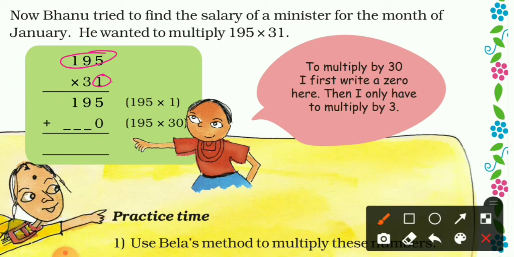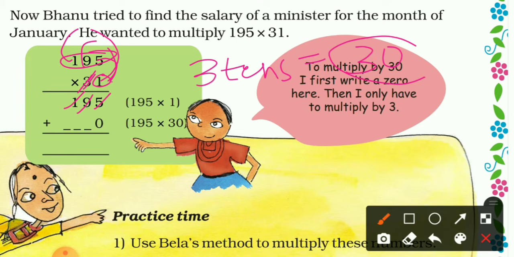So 1 times 5, it is 5, then 1 times 9, it is 9, then 1 times 1, it is 1. So multiplication with 1 is completed. Now what is remaining? 3. So here 3 is in its tens place. So 3 tens means, yes, it is 30.